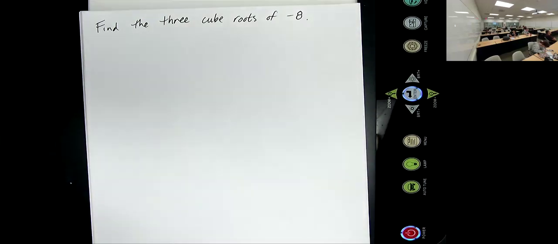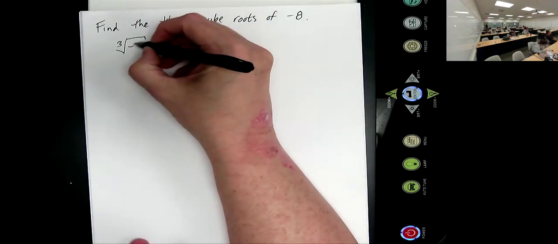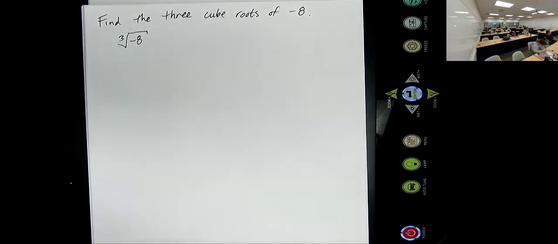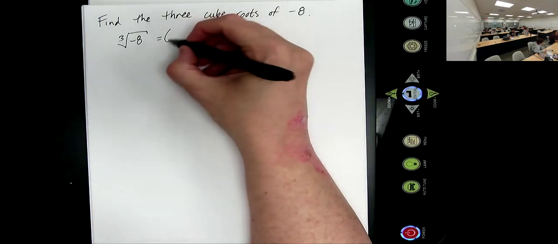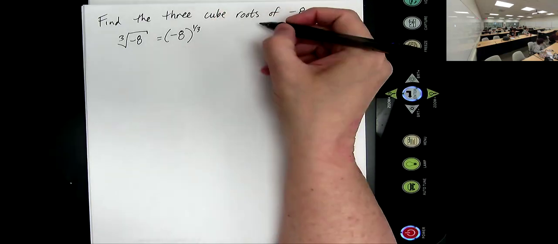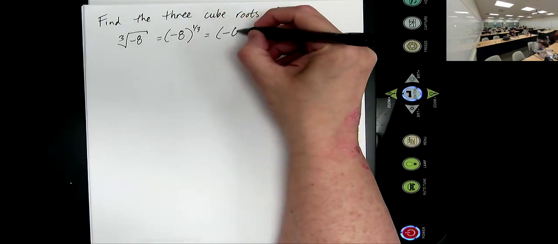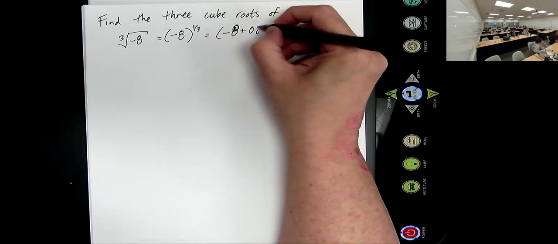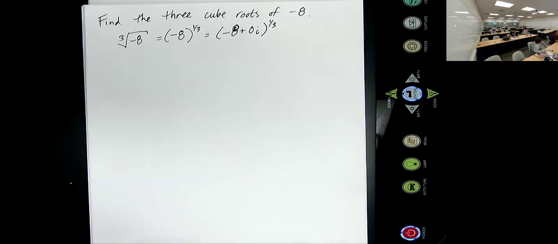That's the setup. So cube root is doing this, which means I can rewrite it as this. What exponent would I change that into? 1/3. And I'm going to include 0i, because this is actually going to take us into the complex plane.